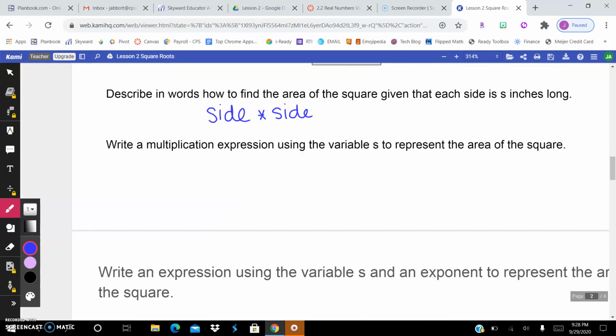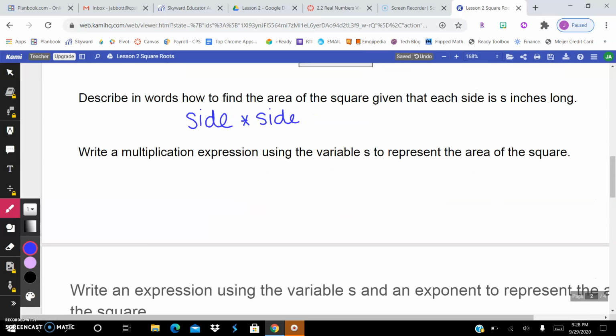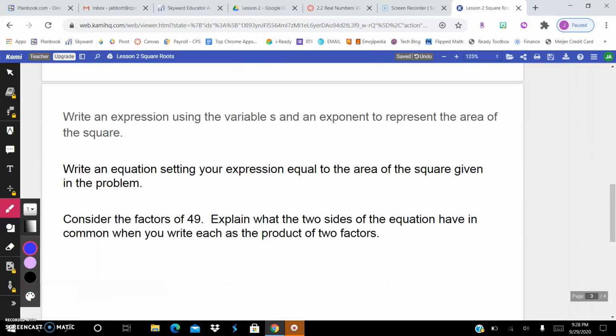Okay. And then write a multiplication expression using a variable s to represent the area of the square. So multiplication expression, we would do s times s, and an expression does not have an equal sign, so that is all they want there. Then write an expression using the variable s and an exponent to represent the area of a square. So we just wrote s times s. And then if I can simplify that down with an exponent, it's s times itself twice, so it's really s squared.